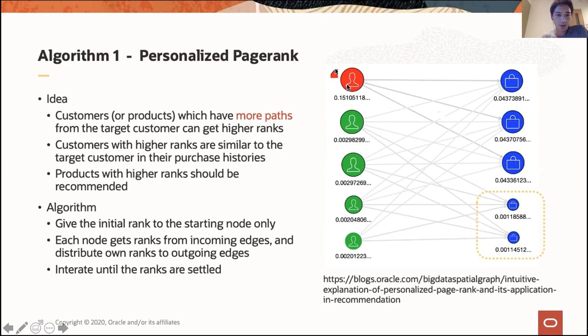And especially these two customers have been purchasing exactly the same things as this red person. That's why those people have got higher ranks, which means their purchase activity is similar to this red person. And also on the product side, products with higher ranks should be recommended to this person. But these three products are already purchased by this person. So maybe we can sort the list of those products by their score so that we can get the products we should recommend for this person.